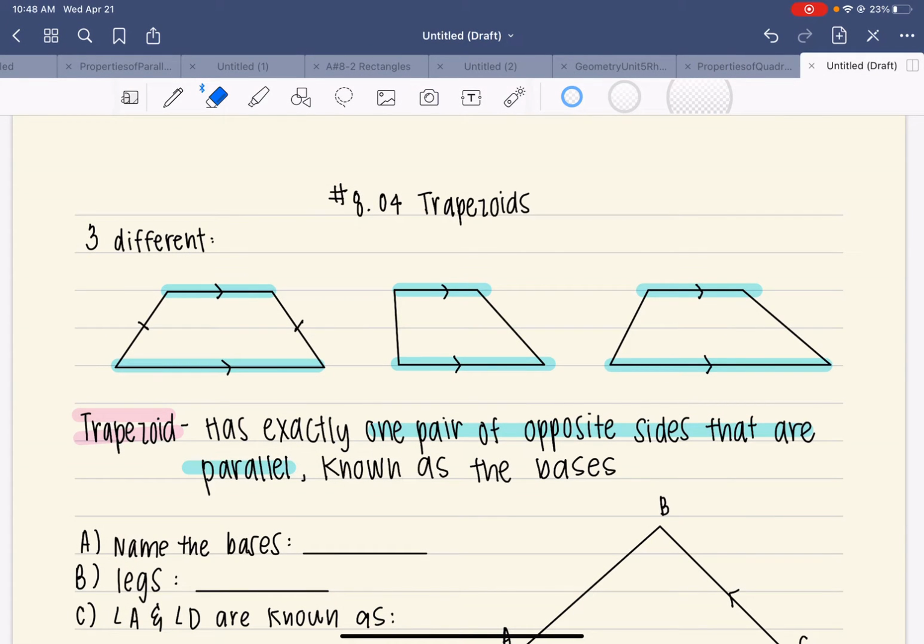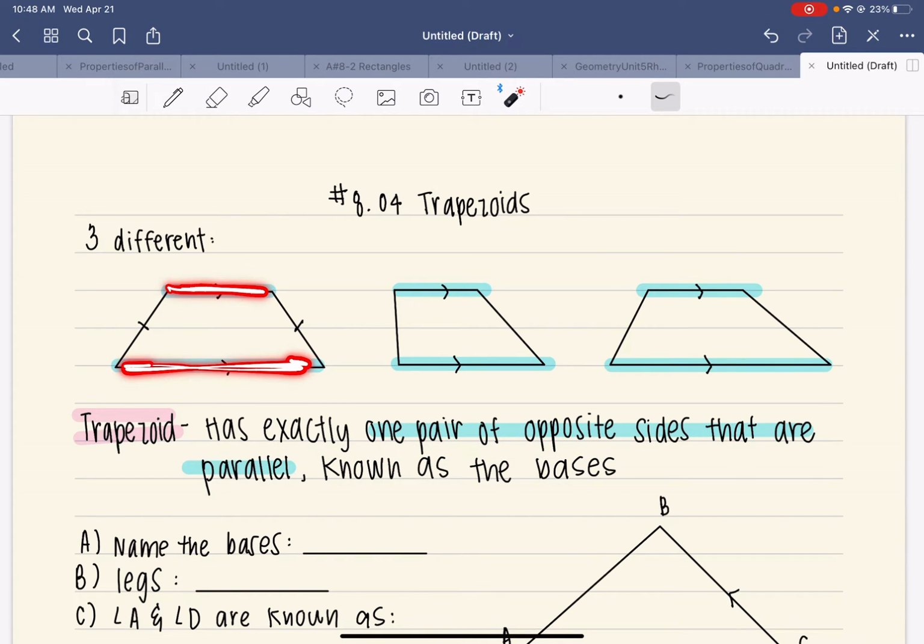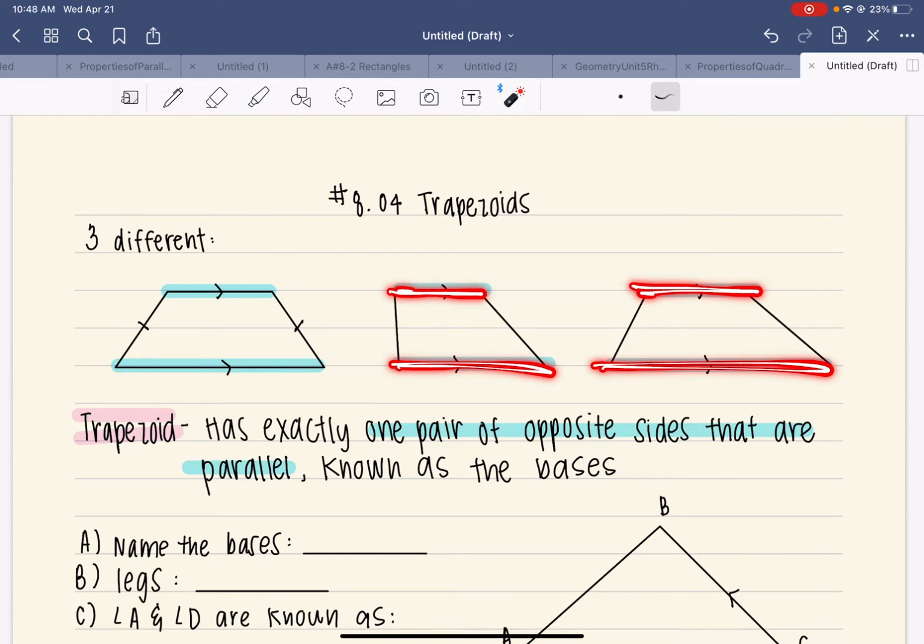All right, now we are going to go over trapezoids in 8.04, and I just kind of want to dive right into it. A trapezoid is way different than a parallelogram and what we've been going over. So the definition of a parallelogram is that it has two pair of opposite sides that are parallel, whereas a trapezoid has exactly one pair of opposite sides that are parallel, and these are known as the bases. So like here are the bases of the trapezoid, and those are the parallel sides. Okay, and if it's parallel, it's the base.